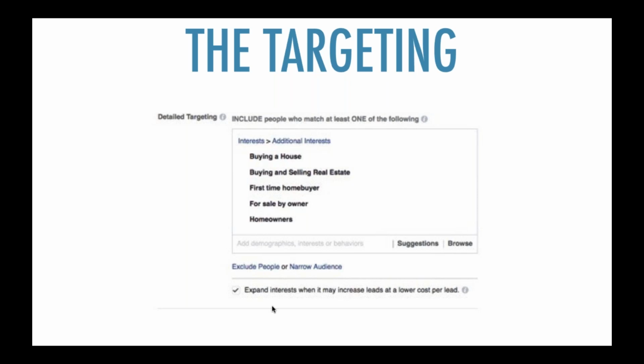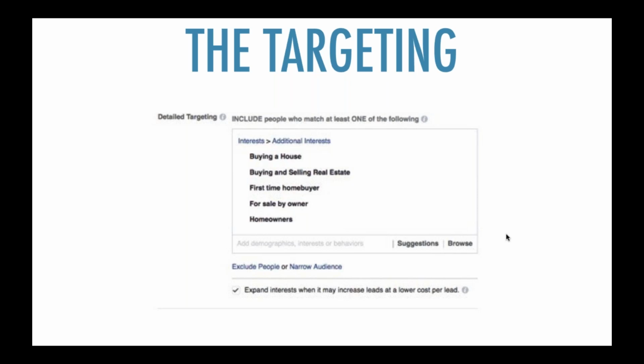And then there's this little box that I've got down here at the bottom, and it says expand interest when it may increase leads at a lower cost per lead. You always want to give Facebook that opportunity, because they'll go out into other areas where they're seeing people similar to the people that are opting in on the form, and show your ads to them as well. So you've got this kind of evergreen campaign that Facebook will help you scale over time.